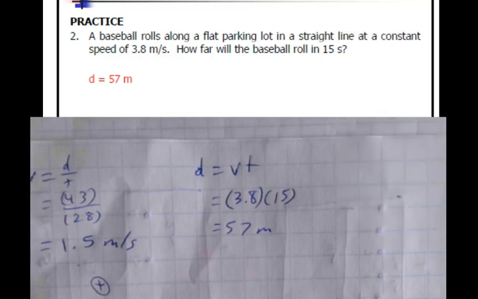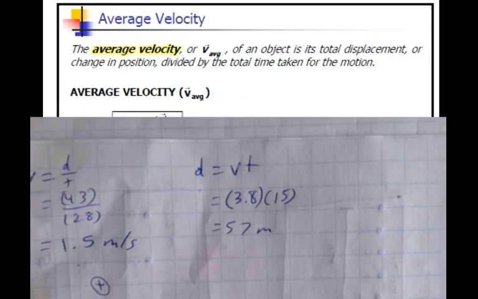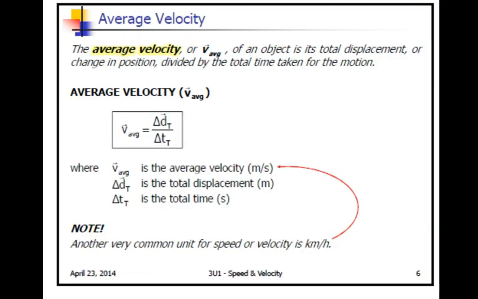Next problem. Actually, now we're at an explanation of the average velocity. Very similar to the average speed, the difference here is that instead of the distance traveled, it is the displacement. So it is the total displacement divided by the time.